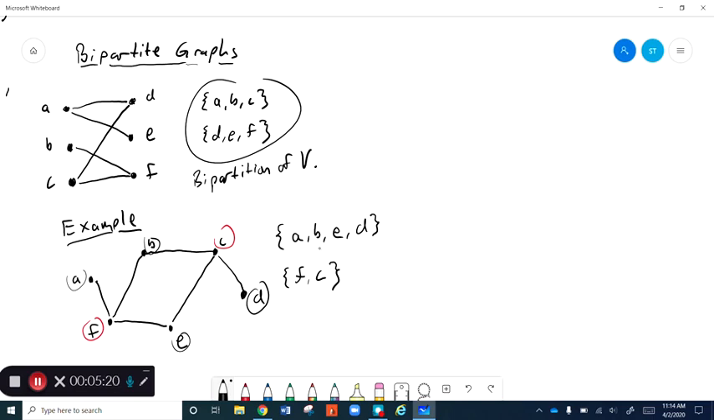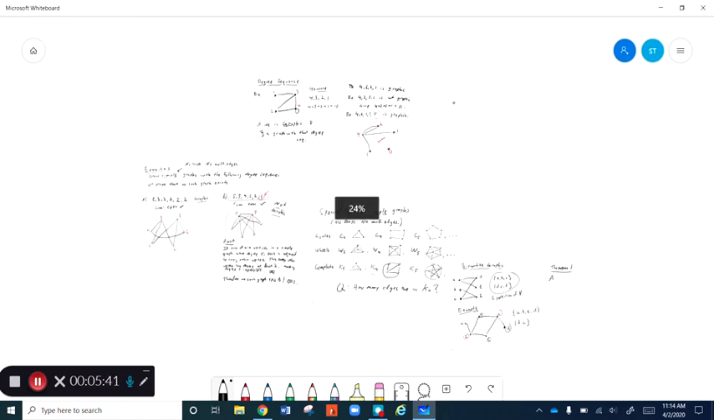But anyway, this was kind of a lot of work, right? There are some theorems that can tell you whether or not a graph is bipartite. So we're going to go through two of those theorems. The first one is, and this is specifically for simple graphs.